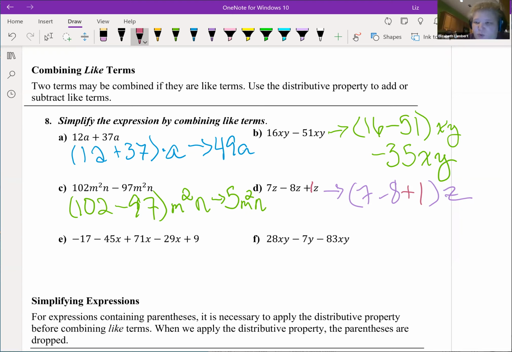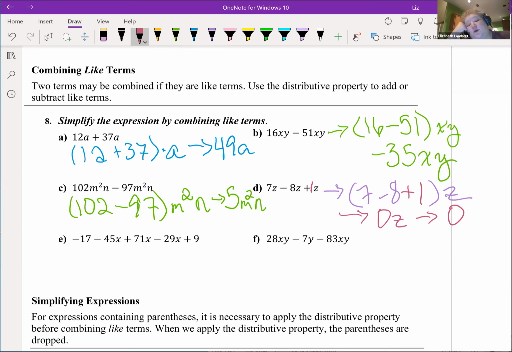And now that is what we can crunch. So 7 minus 8 is negative 1. Plus 1 is 0. So 0 times z, we don't even have to write the z. That is 0, because whatever value z is, it's still going to be 0. That is the mighty power of the 0.